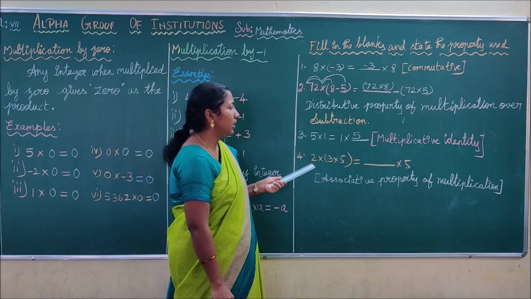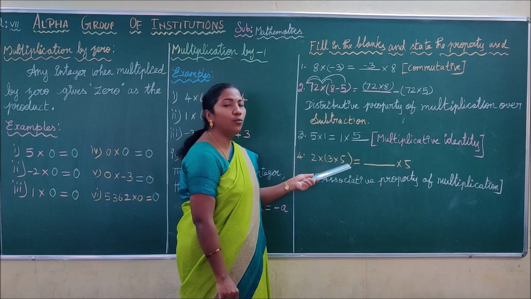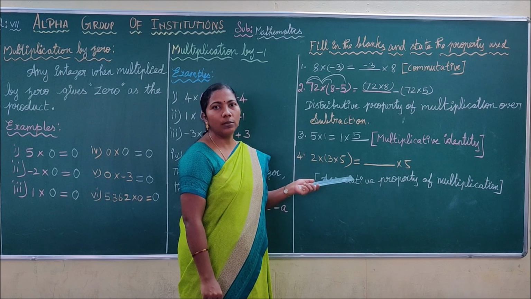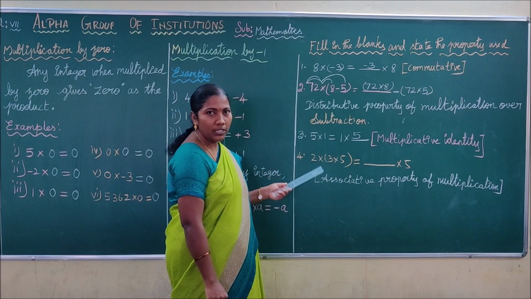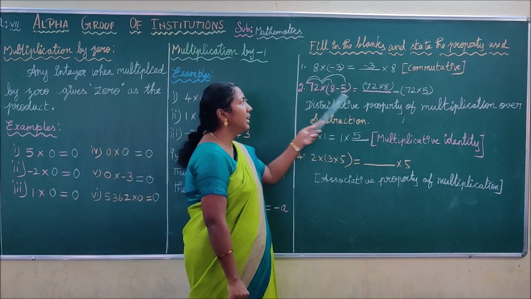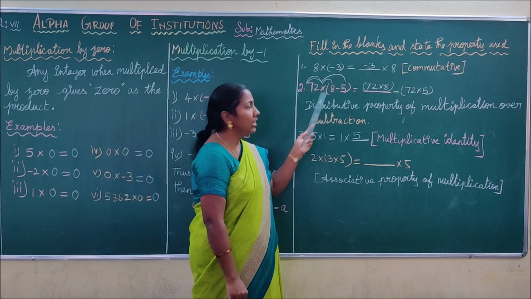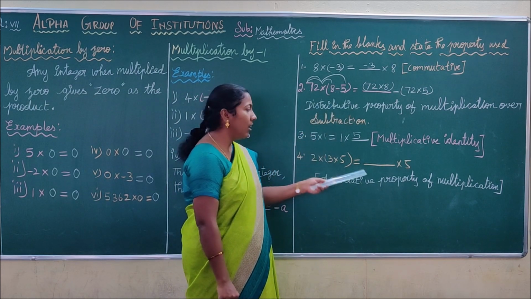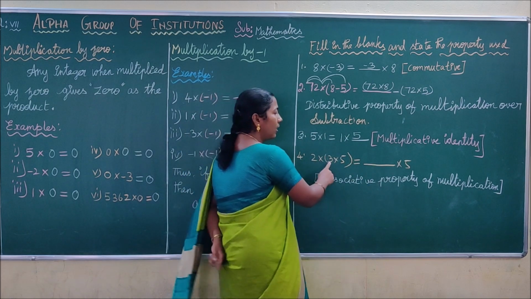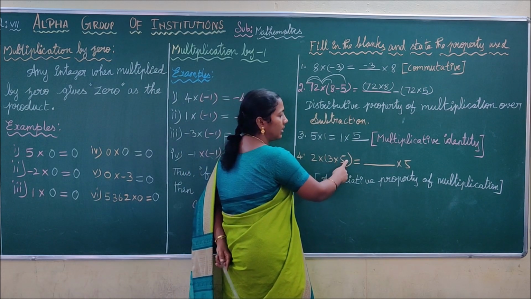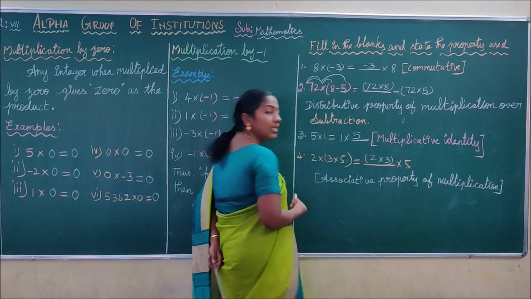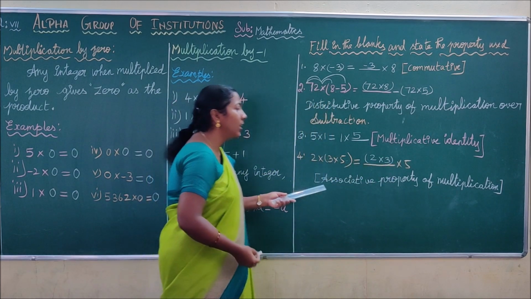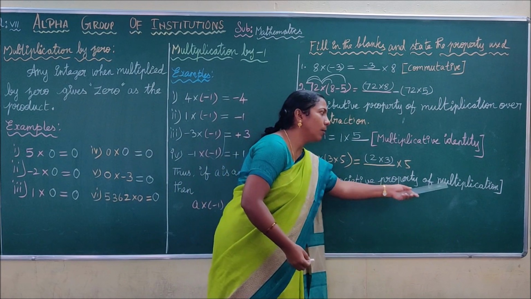Okay. Next, see the next one. 2 into 3 into 5. 3 elements, so it means associative property. 3 elements but 1 operation, that is multiplication. If it were 3 elements and 2 operations, it would be the distributive property. And what is your answer? Here they multiplied the second integer with the third integer. So your answer is 2 into 3. It's clear, children? So here you have to write associative property of multiplication.